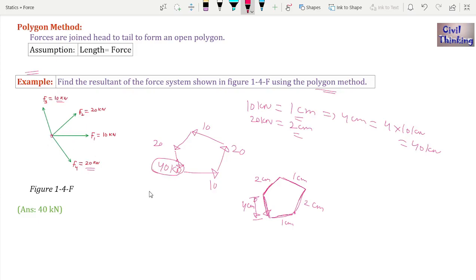So this way we get the resultant of this concurrent force system. So I hope you understand this polygon method, and as I have told you before, this is not really important. So let's move on.